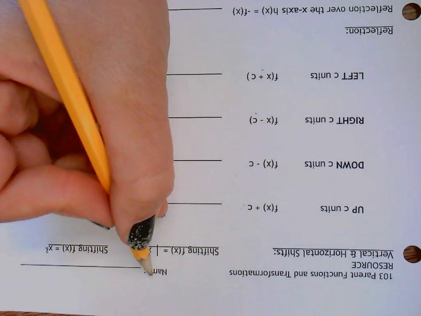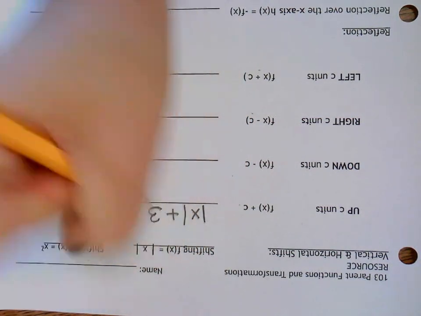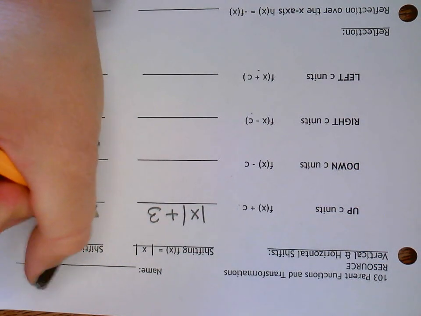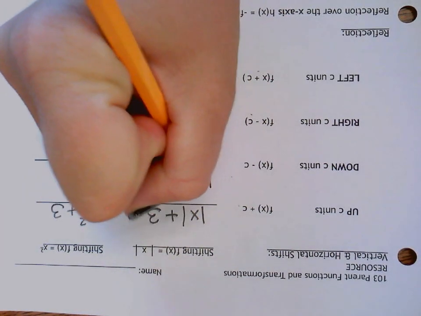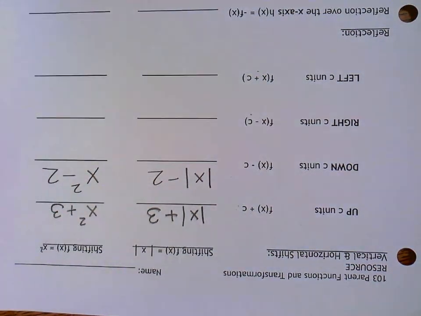But if I wanted to rewrite this function, like absolute value of x plus 3 would shift the graph up 3 units. Or x squared plus 3 would shift it up 3 units. I'm just not going to write y equals every time. So then if I want to move down, I could do like absolute value of x minus 2 or x squared minus 2. That's going to shift me down 2 units. So up or down.